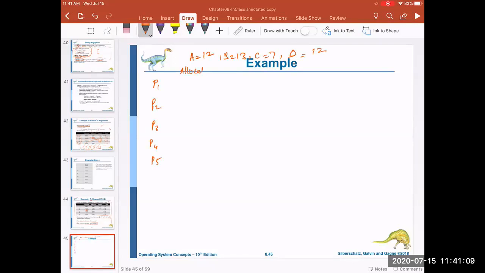Now allocations are what is allocated to them. This is 2 3 1 2 3 2 1 2 5 2 0 0 0 1 2 2 and then 1 3 0 2.